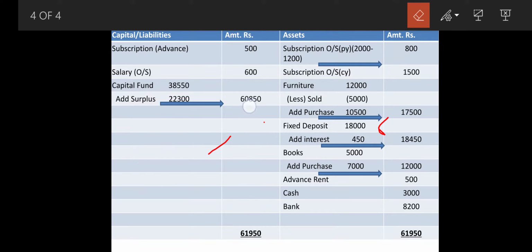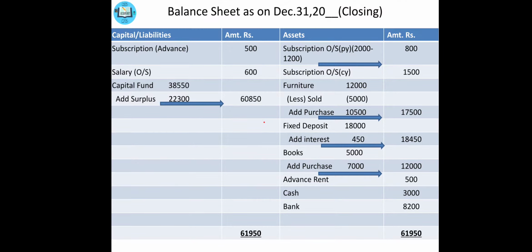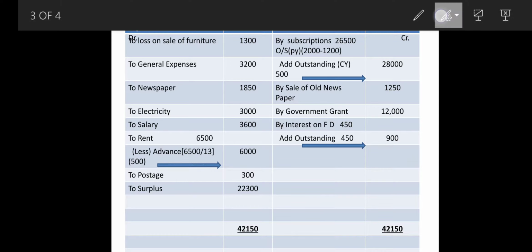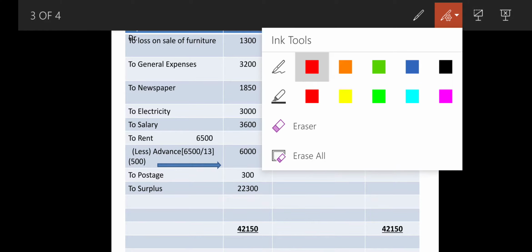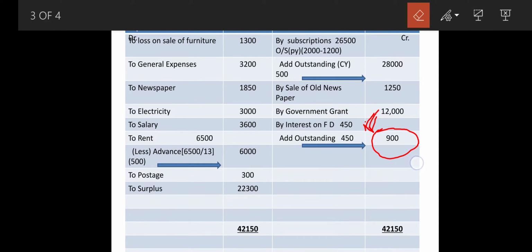Come to your receipts and payments debit side. Have you seen interest received on fixed deposit on the receipts and payments debit side? Seen? Okay, fine. There 450 is already mentioned. So the yearly fixed deposit income is 900, of which 450 is already received. So 450 is yet outstanding. So come to your balance sheet. Whenever fixed deposit is mentioned, over there you write down plus outstanding 450, and then the outer column gives you 18,450.